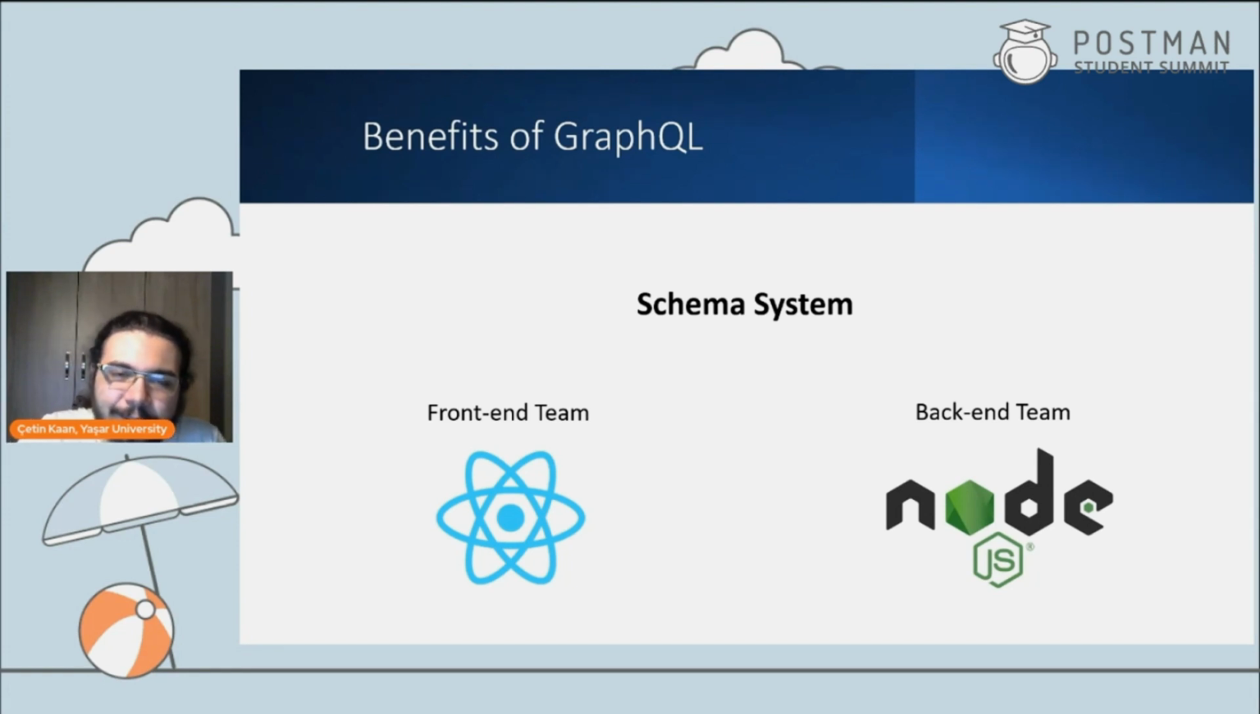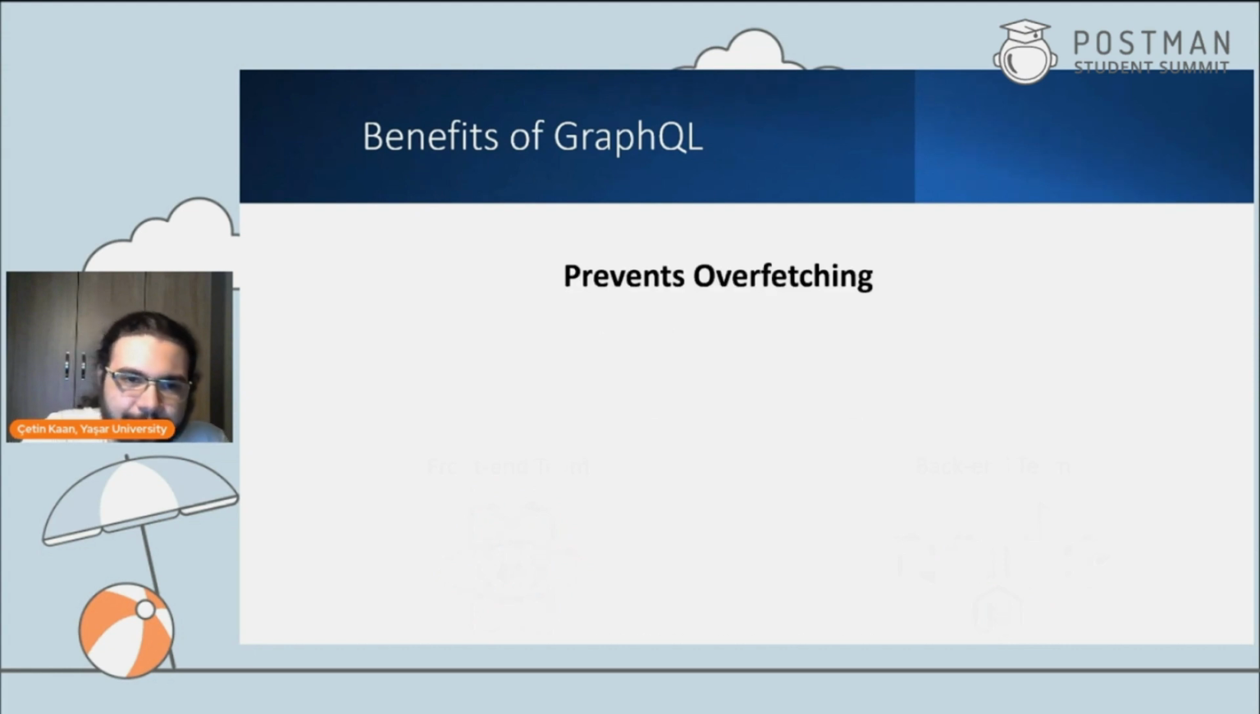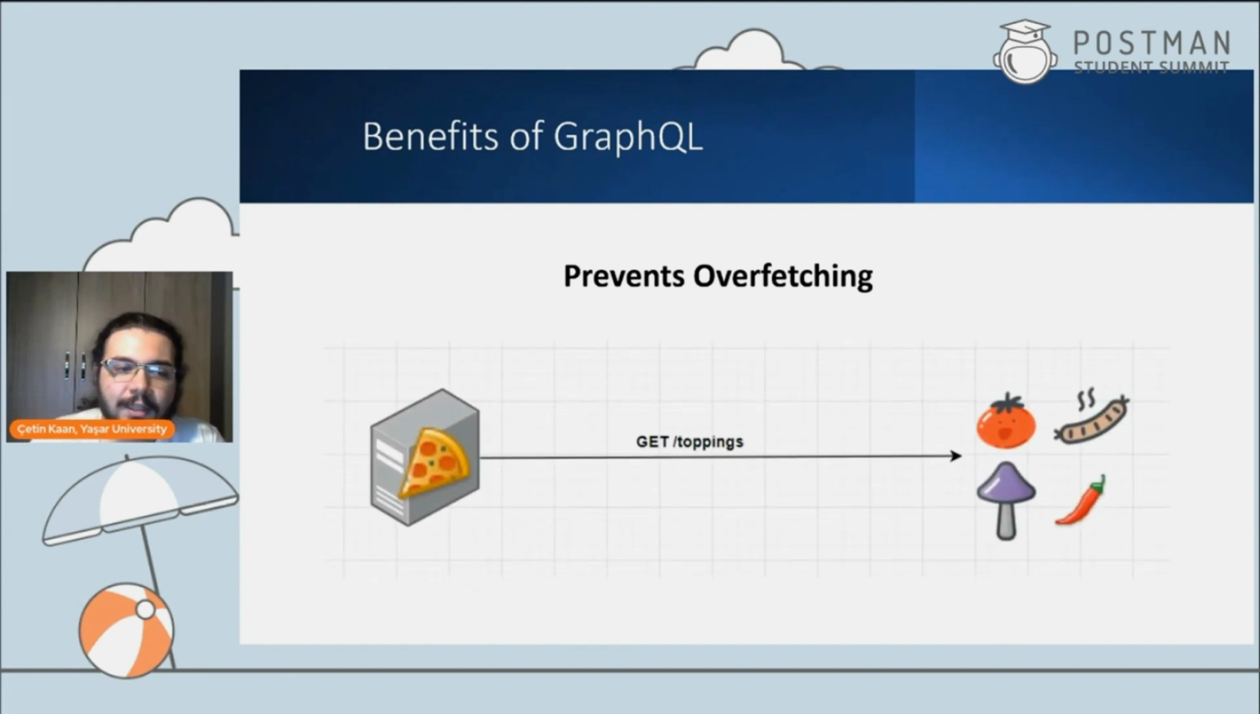But it's not the only benefit. The second benefit is that it prevents overfetching. Overfetching is kind of like, let's think of it as you want to ask for an item, but you get that item, and you also receive many useless items together with it.